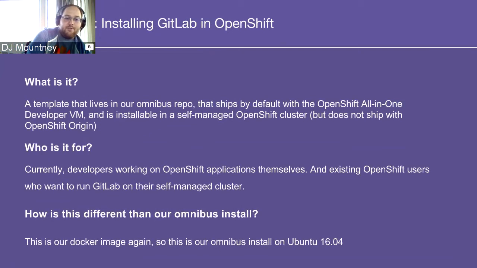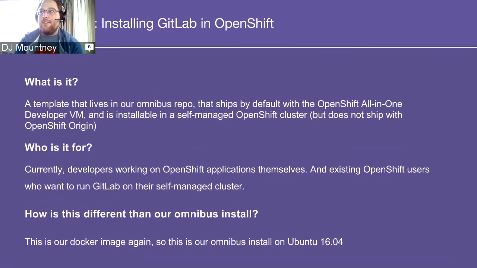So who is it for? Currently, because of those limitations, it's for developers who are working on OpenShift applications. The OpenShift all-in-one VM is a VM that can run on your laptop that runs this cluster, and you can develop applications on it. It's also for existing OpenShift users who want to run GitLab on their self-managed cluster. There are quite a few people who already do this, because it was in the past fairly easy to set up a template to run GitLab in OpenShift if you manage your own cluster and you were a cluster admin. So there are already users who do this.